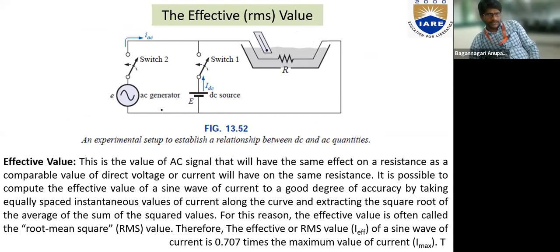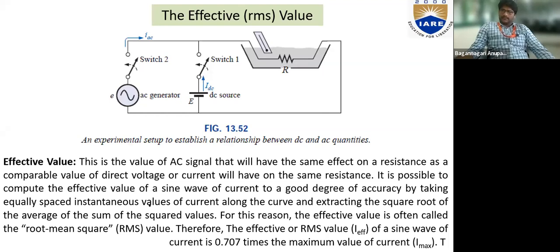So what do you mean by effective value, or what do you mean by root mean square value? RMS is nothing but root mean square value, right? This is just an experimental setup to establish a relation between DC and AC quantities. So what does the relation indicate? See, I have an AC source, I have a DC source, I have switch 1, switch 2, and both are connected to the same resistor. And let me take this as a thermometer or a temperature measurement device, right?